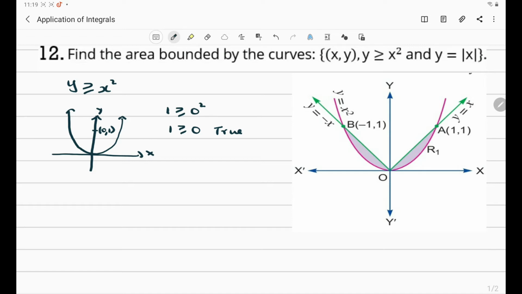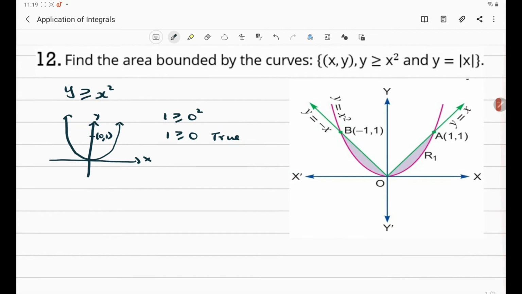So here we have to find the area bounded by the curves y greater than or equal to x square and y equal to mod x. In the graph we can observe the solution is the region which is shaded, which is enclosed between the modulus graph and the solution to y greater than or equal to x square. So this becomes the shaded region.